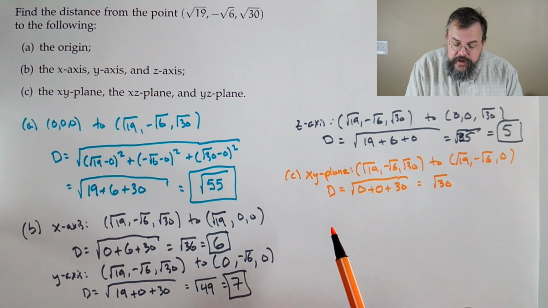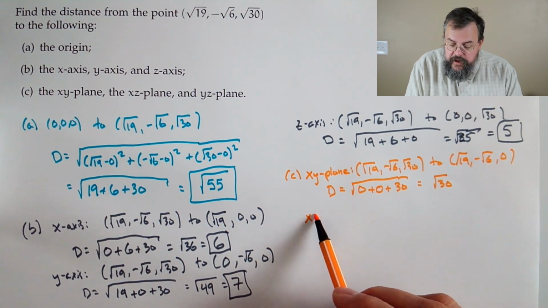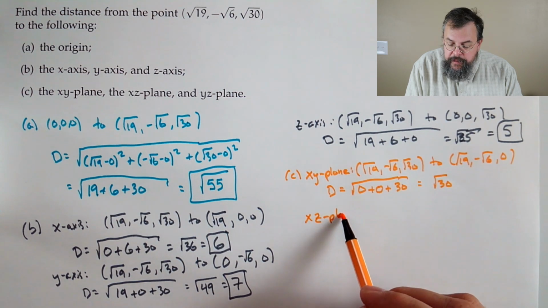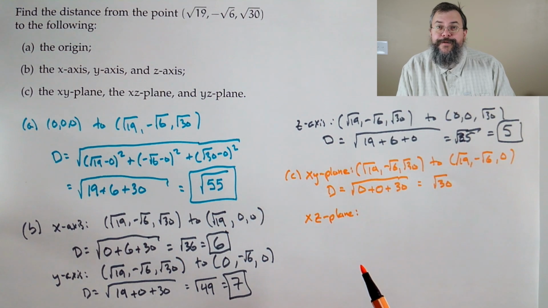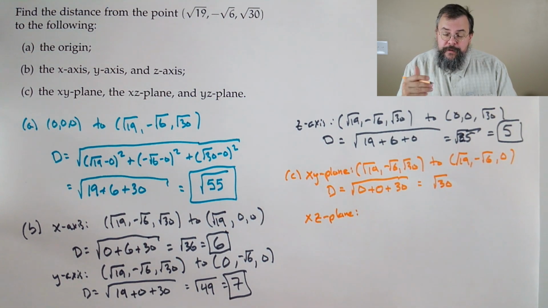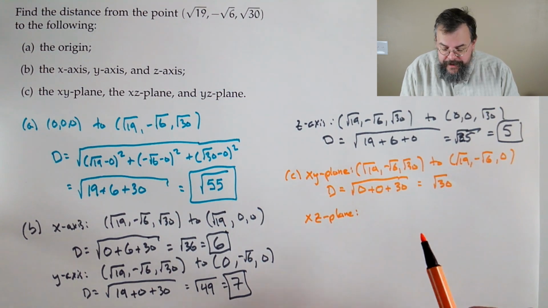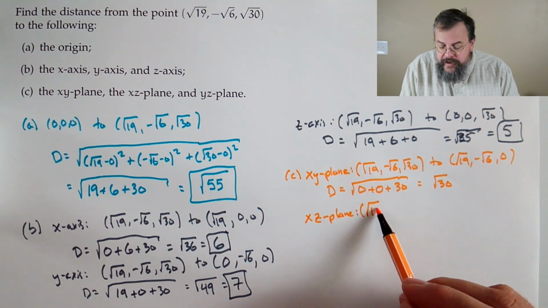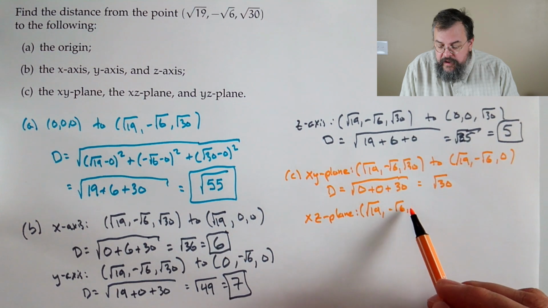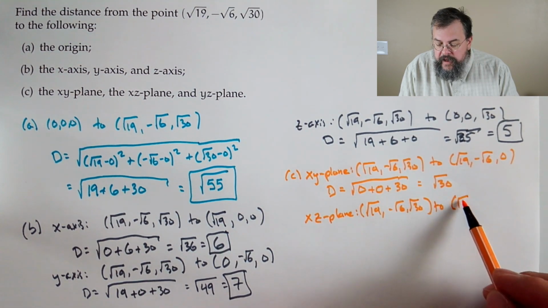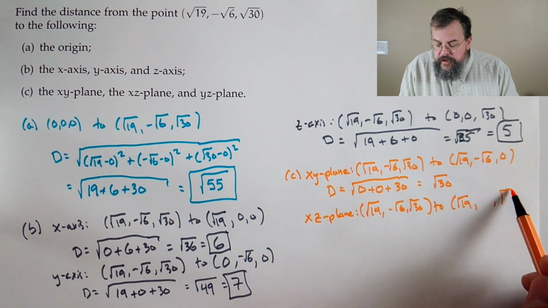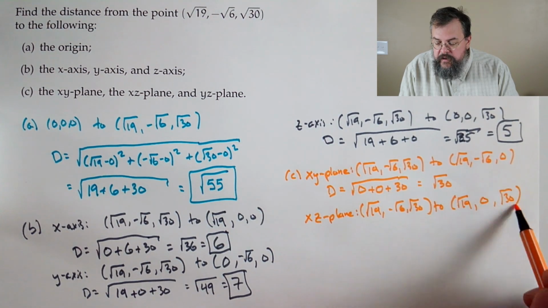And now the other ones are similar. So we're going to go ahead and write the other ones out. And you can probably make a prediction. So what do you think? Before we do this, what do you think it's going to be? So I'm going to the xz plane. What's the distance? All right, let's find out. So root 19, minus root 6, root 30. And because I'm in the xz plane, the x and the z are going to be matching, and the y goes to 0.